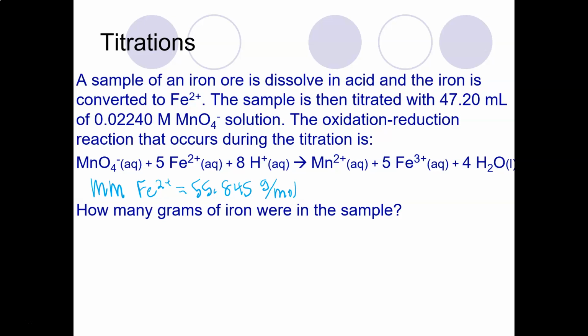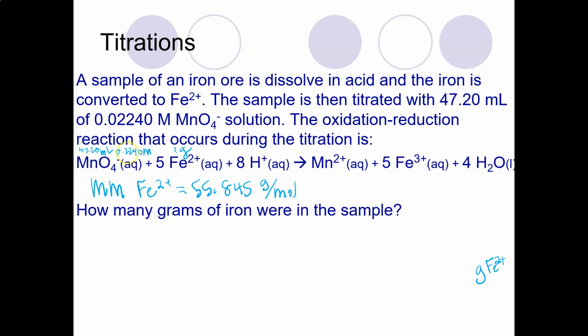So when we are solving this, we're supposed to solve for grams of iron. What we know is we have 47.20 milliliters of this permanganate, and that it is a 0.2240 molarity. And we want to know how many grams of iron there are. Now, there are other chemicals here, but notice the only two chemicals I care about are the permanganate, MnO4-, and iron.